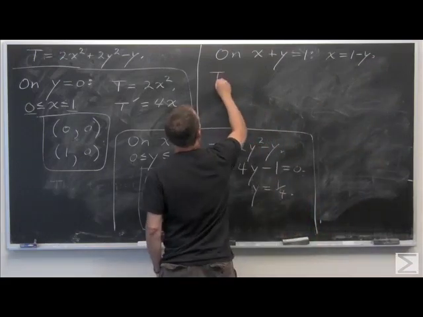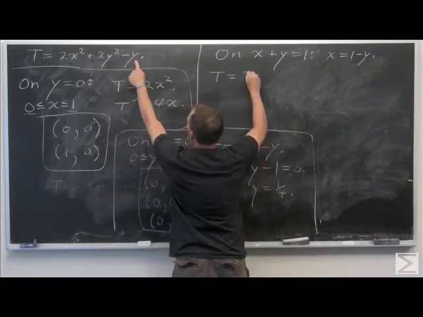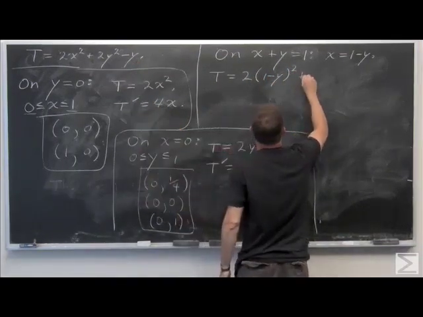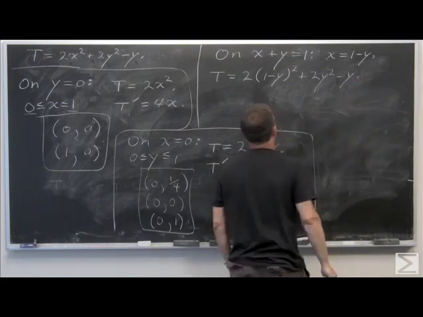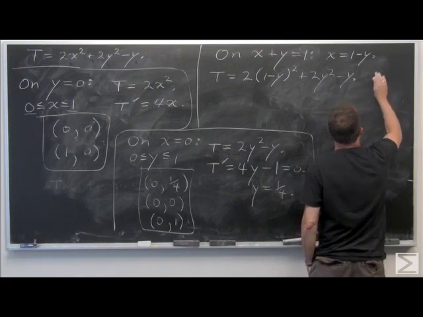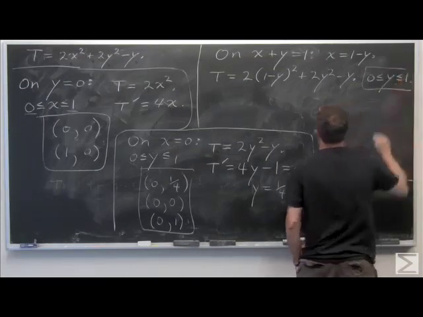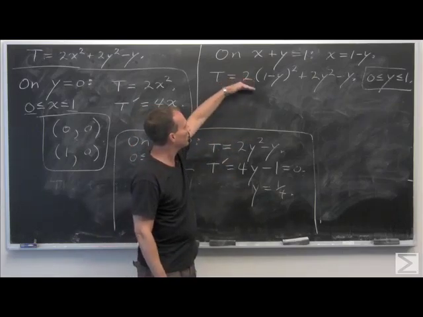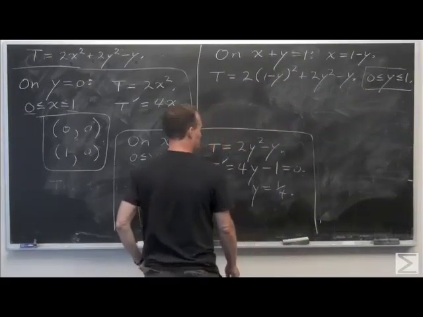And then our function, which was 2x squared plus 2y squared minus y, well, x squared, so you get 2 times x squared, which is now 1 minus y quantity squared, then plus 2y squared minus y. And everything's in terms of y, but we know that the y, even on this line segment, has to be between 0 and 1. All right, so again, we have the one variable problem, but it looks a little messier. We have to find where this function attains maximum and minimum values on this closed bounded interval.